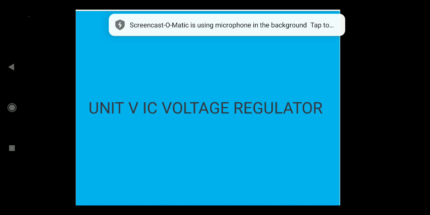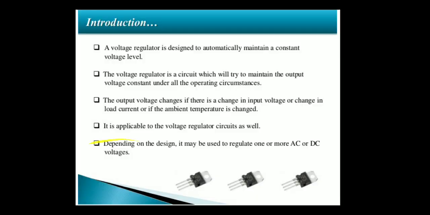IC voltage regulator. A voltage regulator is usually used to maintain a constant voltage level. The voltage regulator is a circuit which will try to maintain the output voltage constant under all the operating conditions. Depending on its design, it may be used to regulate one or more DC or AC voltages.